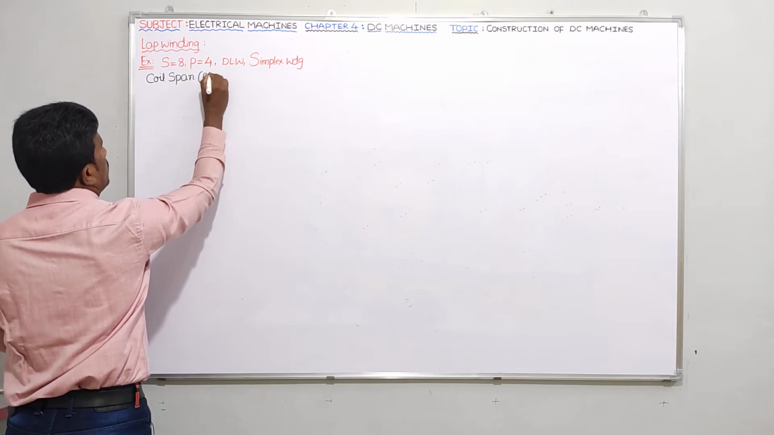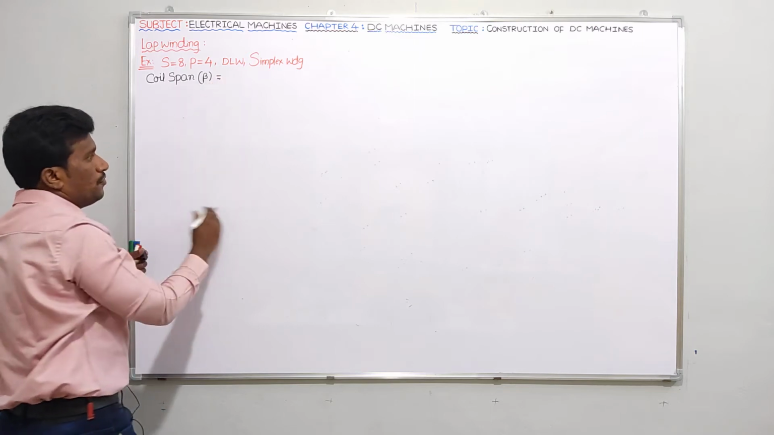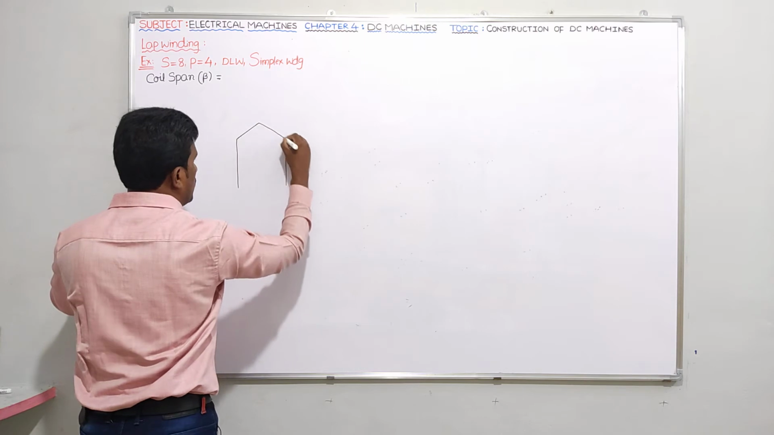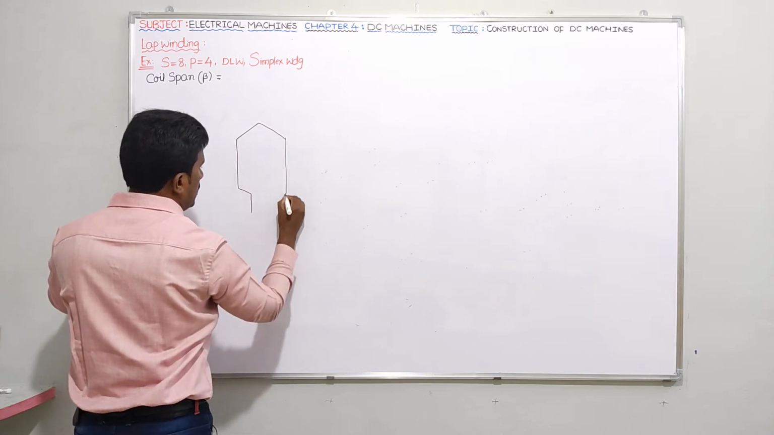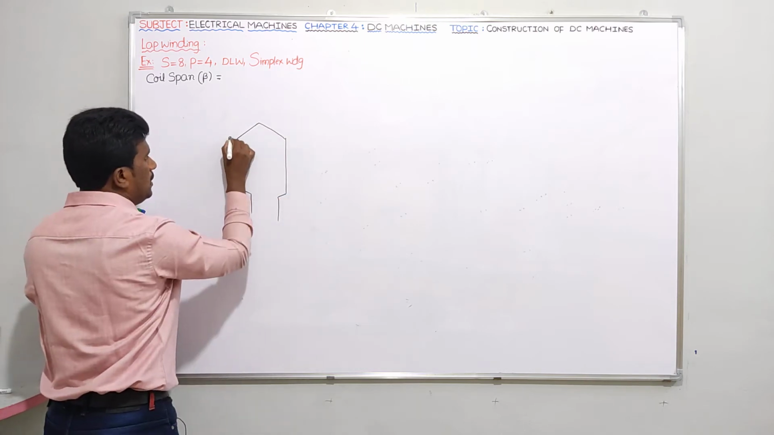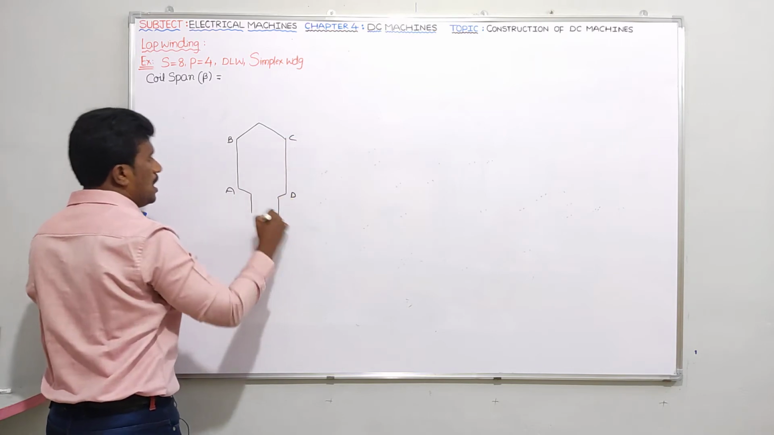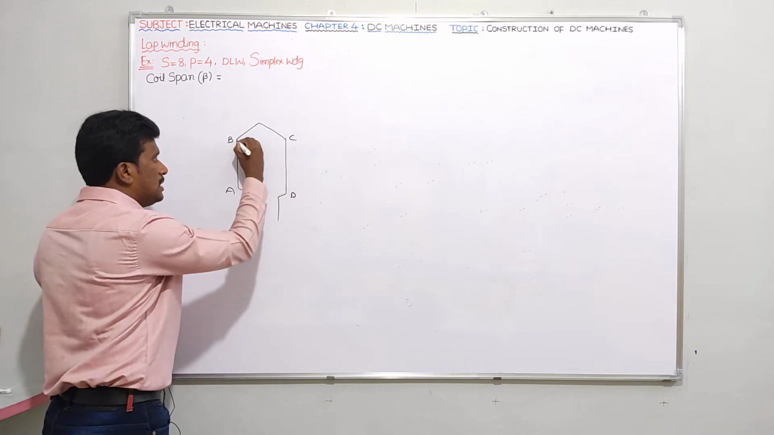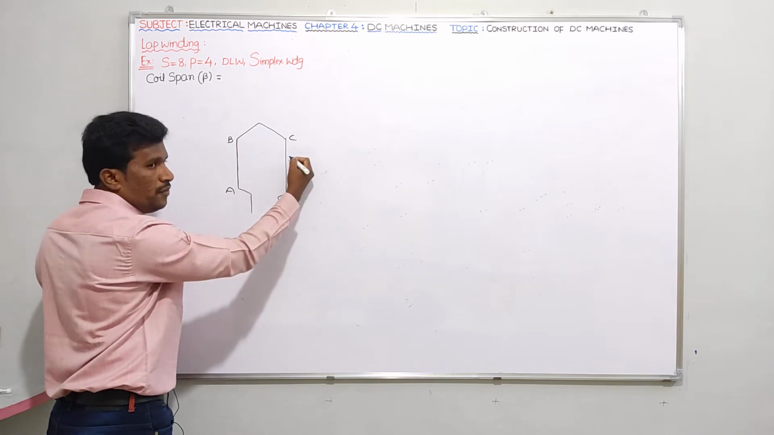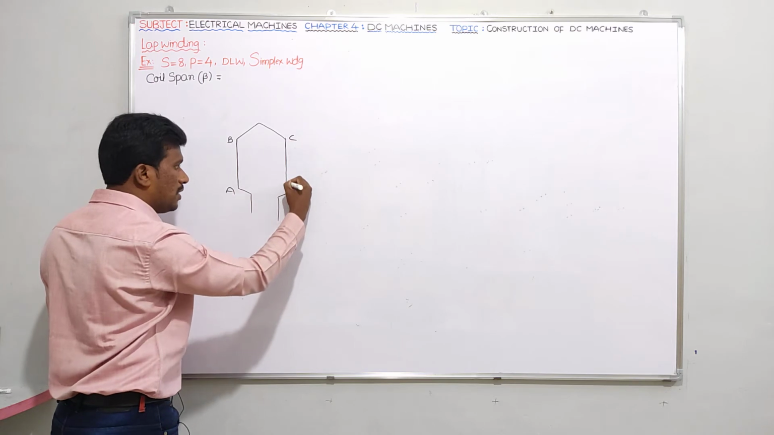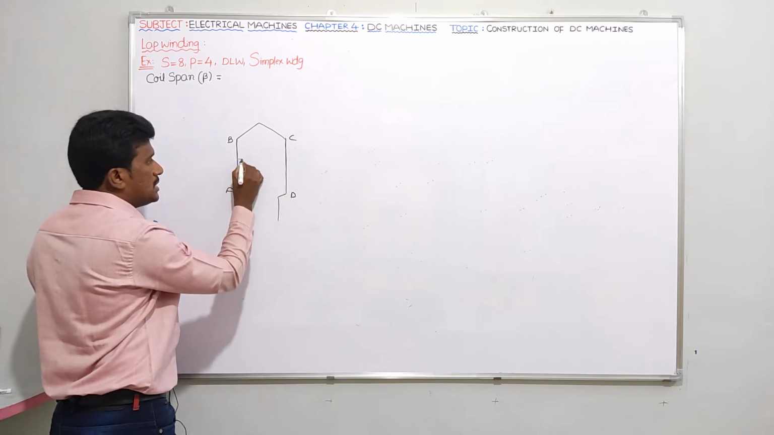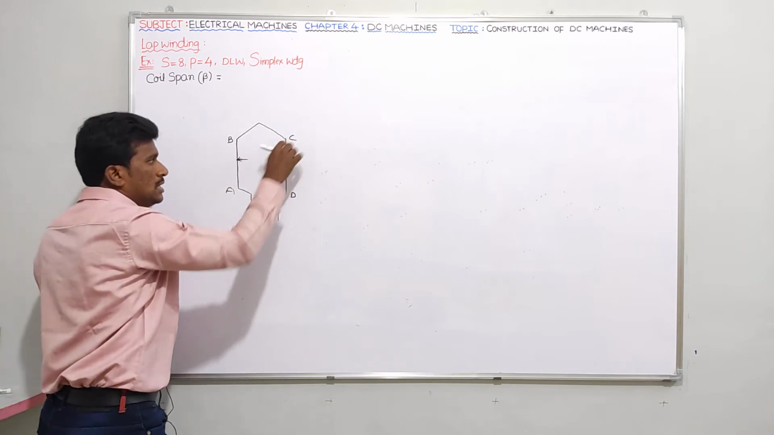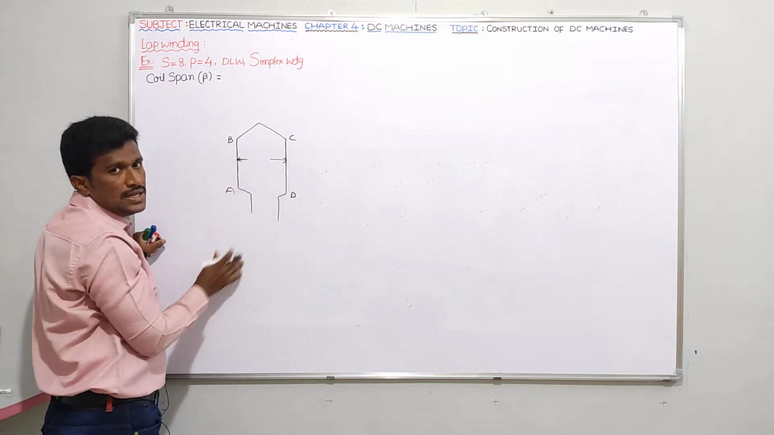Please try to refer once. If you take this coil, AB is a conductor, CD is a conductor. ABCD is a coil. For this coil, this becomes one coil side, and this becomes another coil side. The distance between two coil sides of a coil.